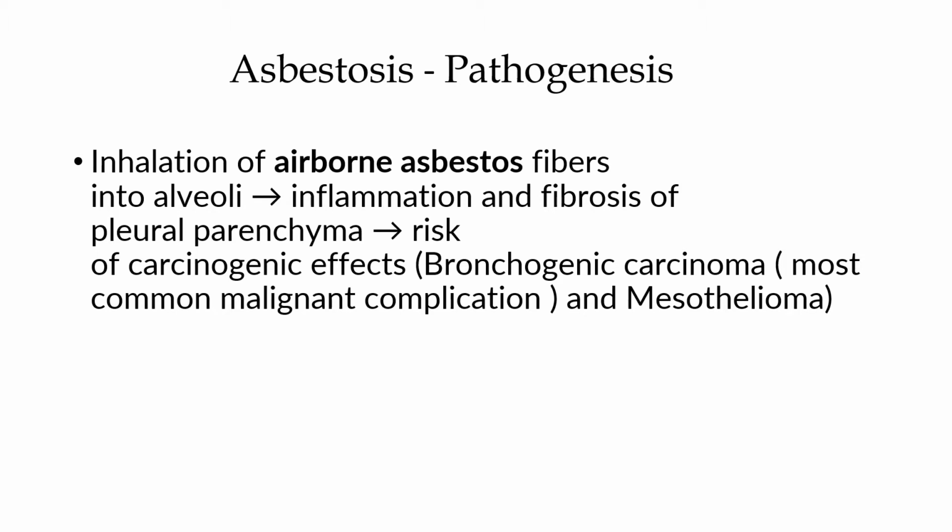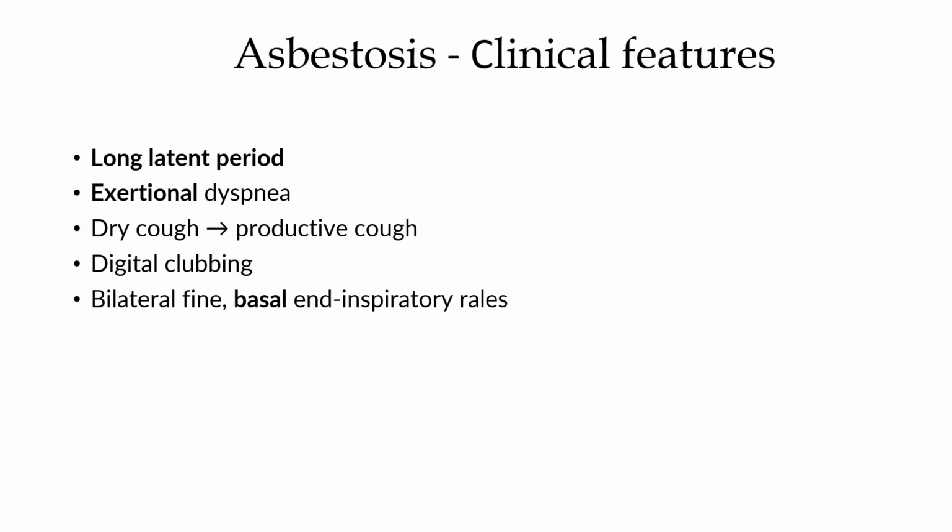Pathogenesis: inhalation of airborne asbestos fibers into alveoli causes asbestosis. Inflammation and fibrosis of pleural parenchyma cause a risk of carcinogenic effects. First of all, bronchogenic carcinoma, the most common malignant complication, and mesothelioma.